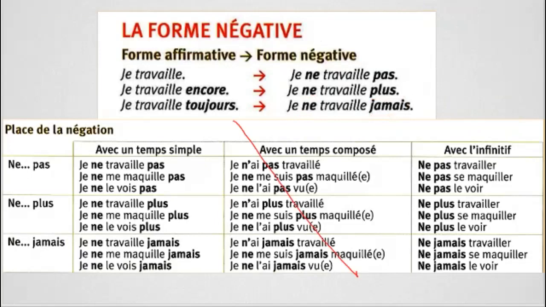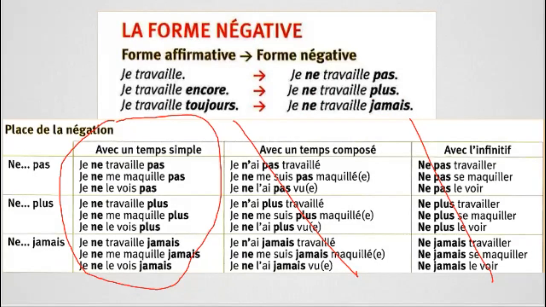Here you don't need to see that because it's other thing. You don't need to say that. Just the first column. Okay. Avec un temps simple. Yes, with a simple time. Simple time. That means it's not at past or infinitive or imperative, just the most frequent one that we use, simple time.